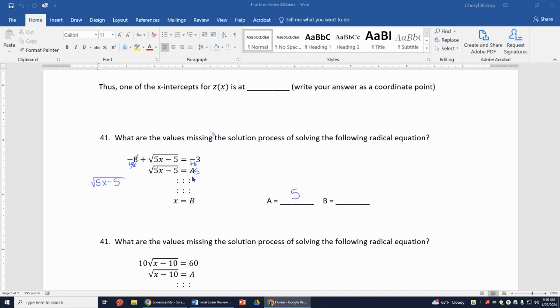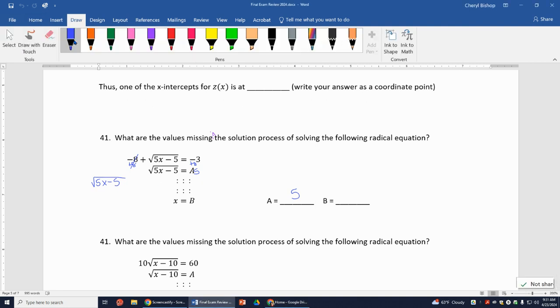Square root of 5x minus 5 equals 5. To get rid of this square root, I need to square both sides. That's going to give me 5x minus 5 equals 25. Add 5 to both sides. Divide by 5, and x equals 6.